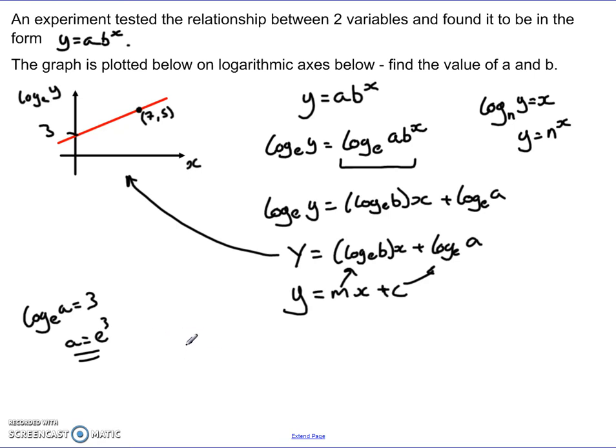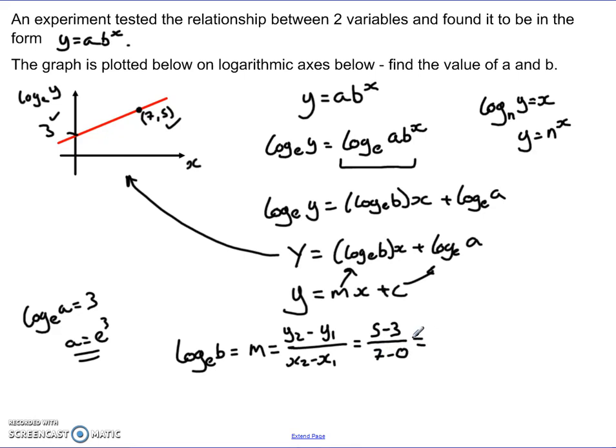What I now want is b. Well, I know log to the base e of b equals my gradient, and we know what the form of the gradient of a straight line is. It's our y2 minus y1 over x2 minus x1. We only need 2 points for it. Well, I've got 2 points. I've got this here, my first point there, and I know my y-intercept. Remember, the x-coordinate of the y-intercept is always 0. So we can just plug that information in. So it's going to be 5 take away 3 over 7 take away 0. Once I've done that, I end up getting 2 over 7.